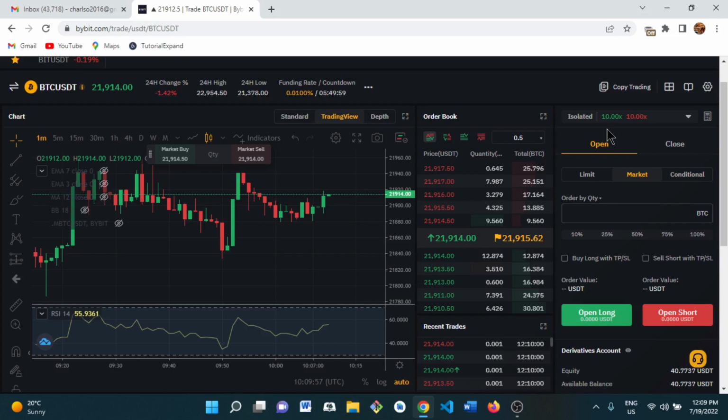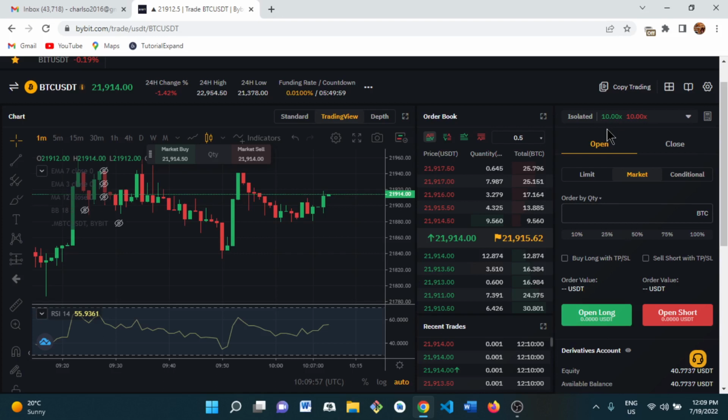You see, when I open here, it goes as far as 100x. As a beginner, you can choose maybe 3x or 5x or up to 10. But if you are not experienced at all, then I will advise you to just put it at 1x, meaning that you are using the same amount of money in your trading account.